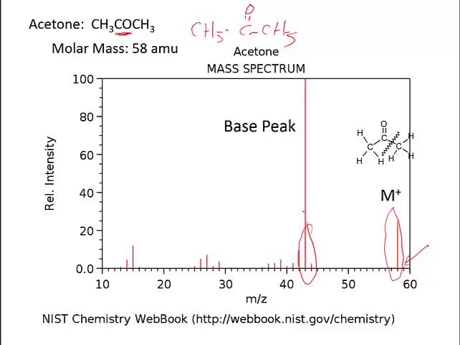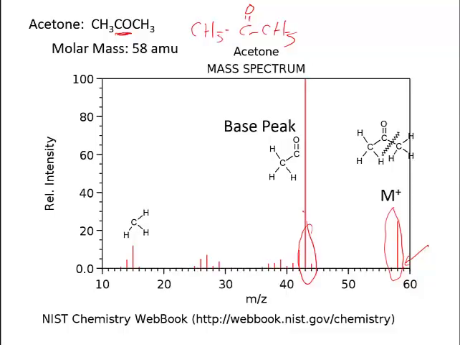The reason it's at a mass of 43 is if you take away that methyl group, everything that remains is 2 carbons, 3 hydrogens, and an oxygen. Grab your periodic table and prove to yourself that indeed that has a mass of 43 AMU. If you're wondering, dear Lord, what happened to that poor methyl group? Well, there it is at a mass of 15.